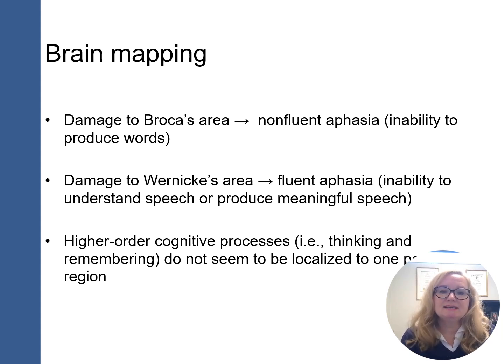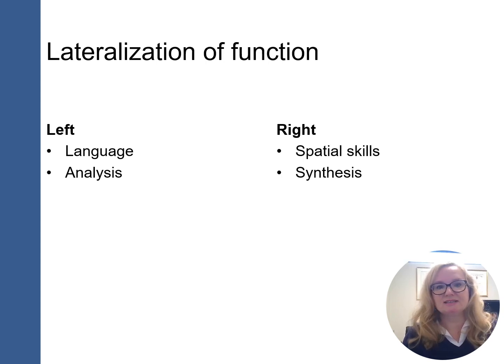And it seems like, as you get to higher order cognitive processes, thinking and remembering, they may be less localized to one particular area. It's recruiting different areas as part of that processing, but here and there we do have very specific things that seem to be in specific areas. And it's interesting to know these things.